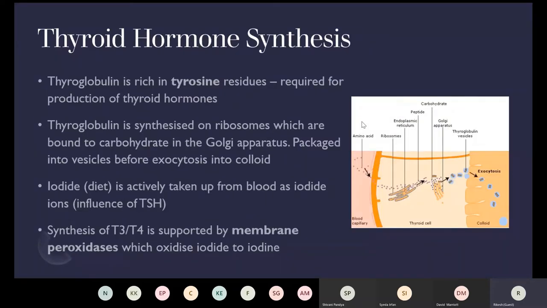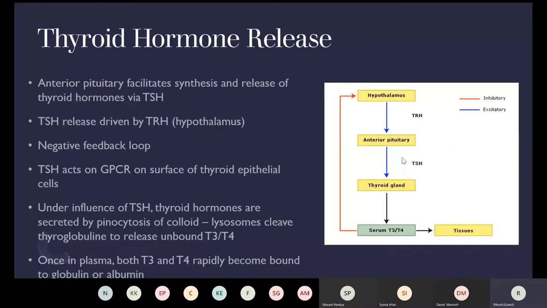So thyroglobulin is rich in tyrosine residues, and they're required for production of thyroid hormones. Thyroglobulin is synthesized on ribosomes, bound to carbohydrate in the Golgi apparatus, and packaged into vesicles before they move into the colloid by exocytosis. And you need dietary iodide, which is actively taken up from the blood under the influence of TSH. So you need TSH to take this iodide up. Synthesis of T3 and T4 is supported by membrane peroxidases, which oxidize iodide to iodine, and you can see that in the picture there. And it's regulated via TSH.